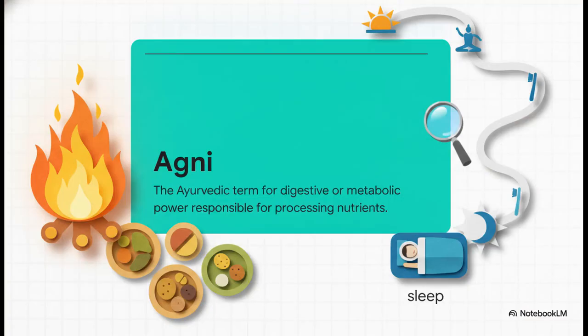A huge central concept here is Agni, which translates to metabolic fire. Think of Agni as the engine of your body. If your engine is weak, well, you can't properly process food and nutrients, which obviously leads to imbalance. Because of this, tailored daily routines involving highly specific diets and sleep schedules. This is known as dinacharya. These are actually your primary medical tools for maintaining health.